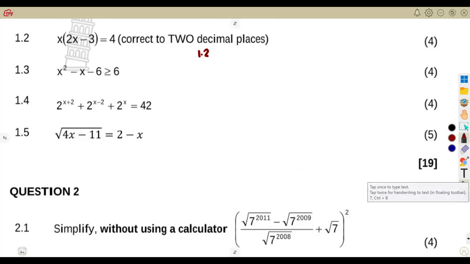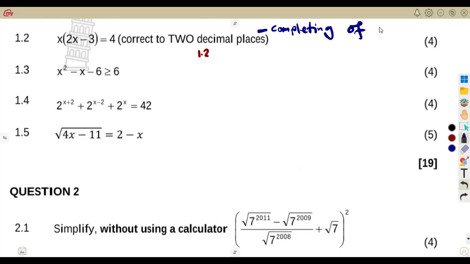The moment they specify that this is correct to 2 decimal places, guys, we cannot work it out with the factorization method. We cannot work it out that way. So it is either we are going to use the completing the square method. You're going to have a quadratic equation there. So to solve that, you're either going to complete the square or you are going to use the quadratic formula.